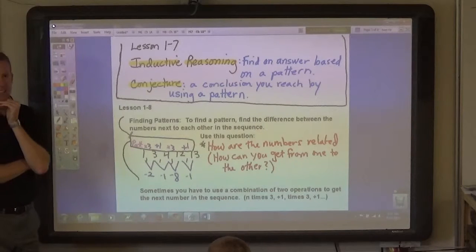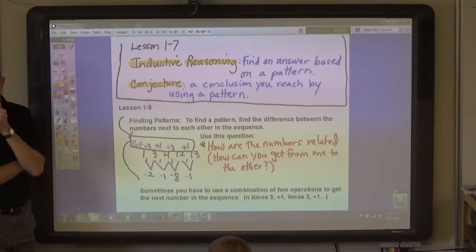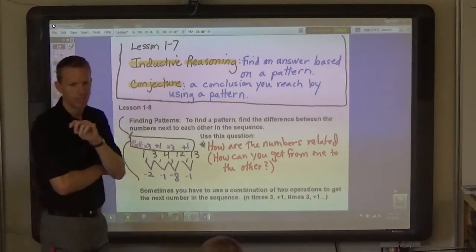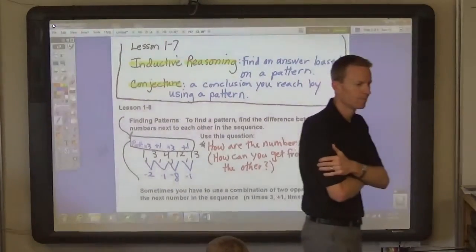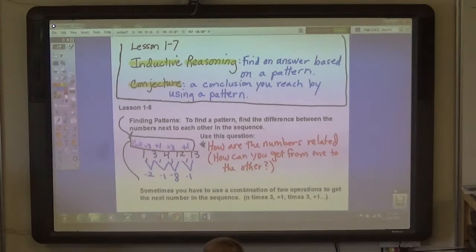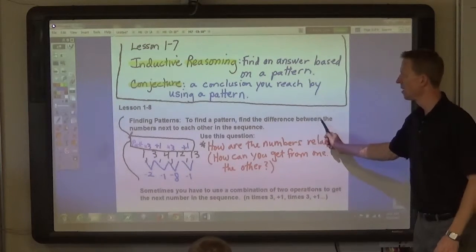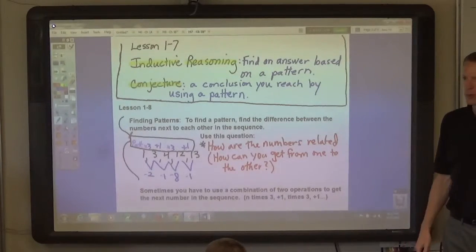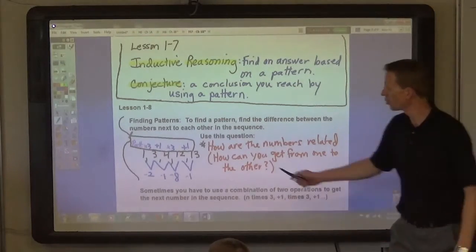So write down those numbers for number 1. 1, 3, 6, 10. In your assignment book, yep. For number 1, page 42, write down that number sequence. 1, 3, 6, 10. Then find the difference between the numbers that are next to each other. So subtract them.